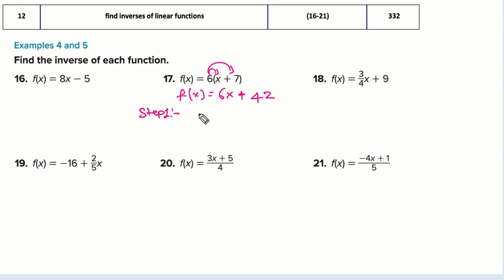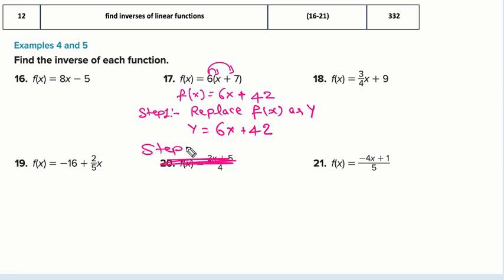Now step 1, let me just write it down this time. Step 1, replace f of x as y. So y equals 6x plus 42. Now step 2. Step 2 will be interchange x and y. Interchange x and y.